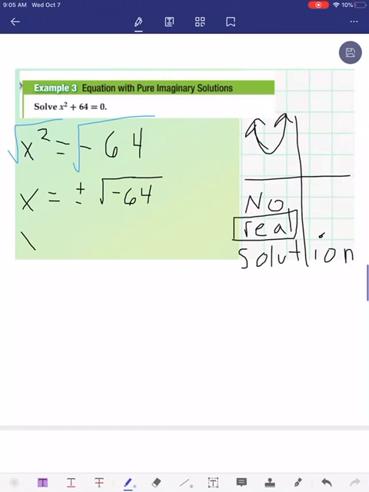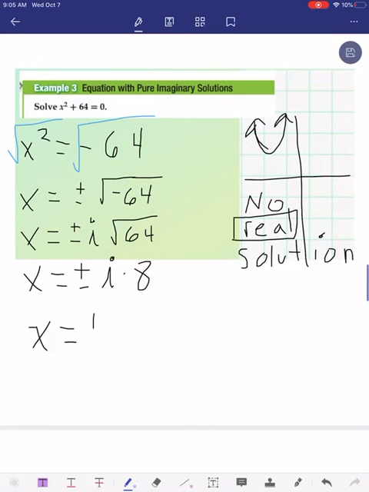So again, we want to pull out our i first. So that's going to get rid of that negative in our radical. And then we just have the square root of 64. So then we get plus or minus i times 8. And again, just rewriting it, we get plus or minus 8i. So our answer is going to be a pure imaginary number of plus or minus 8i.